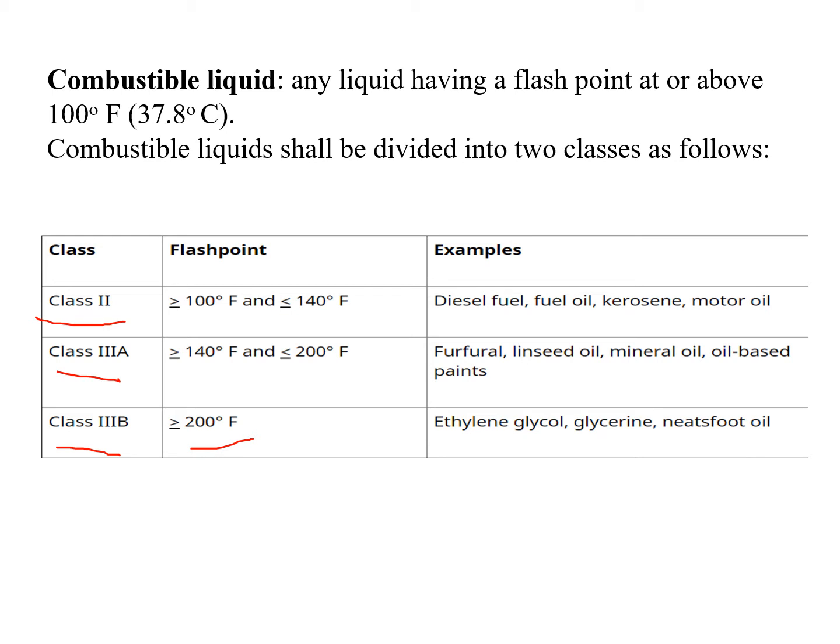For example, here you can see glycol and glycerine. These are of course used in lab conditions. Some other oils are also used in the labs, such as mineral oils or linseed oils in agriculture. So these are the different combustible liquids with different flash point temperatures and their classes.